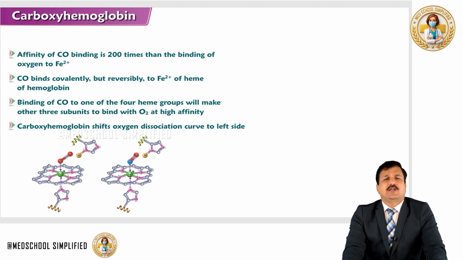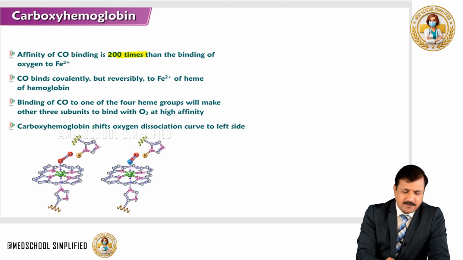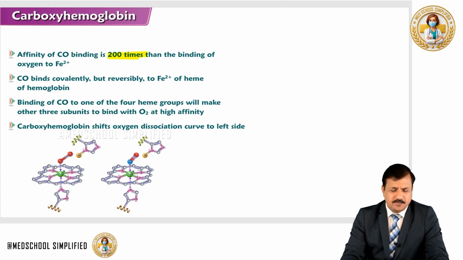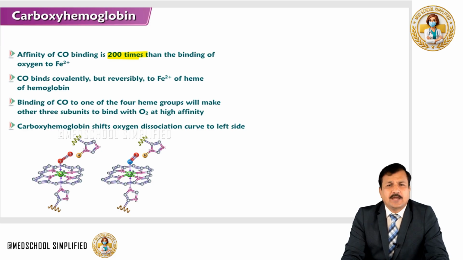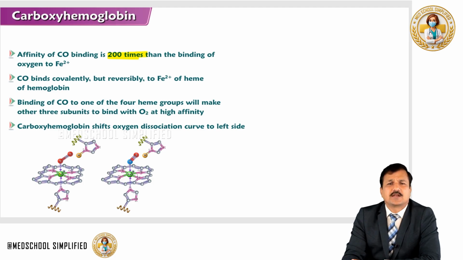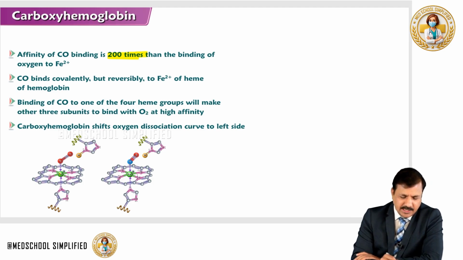Note that the affinity of carbon monoxide to the ferrous iron present in the heme of hemoglobin is 200 times more than the binding of oxygen to the ferrous iron. So, carbon monoxide is going to bind to the same binding site as oxygen. So, there is a competition between oxygen and carbon monoxide for binding to the ferrous iron of heme of hemoglobin.